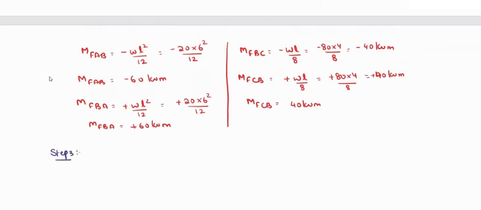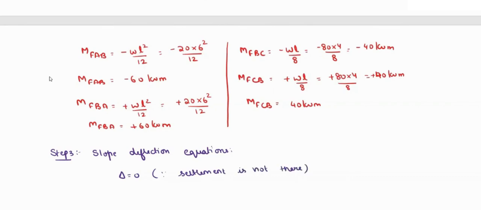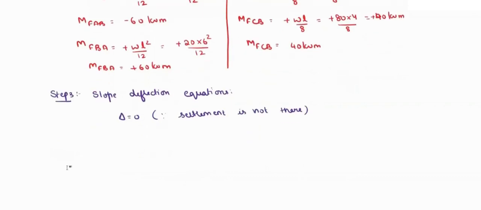So step 3 will be the slope deflection equations. Here you are going to consider the slope deflection equations and substitute. Since settlement is not there, delta will be equal to 0. Therefore, our slope deflection equations will become, so these are the standard slope deflection equations.